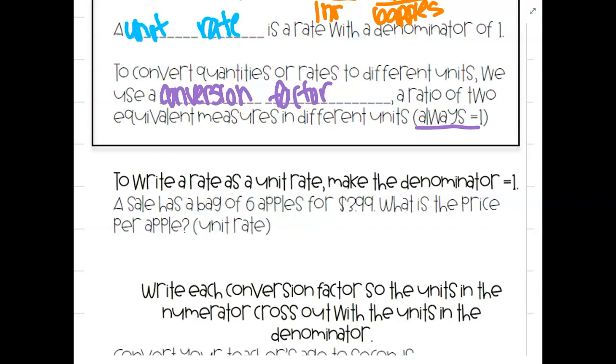An example of a conversion factor might be 12 inches to 1 foot. Okay, this is a ratio of two equivalent measures, but in different units, right? Inches and feet, but 12 inches and 1 foot. Isn't that the same thing? So this is equivalent to 1, because 1 foot is 12 inches. So it would be 12 inches over 12 inches, which is 1. Okay? Big thing, it has to be equal to 1.